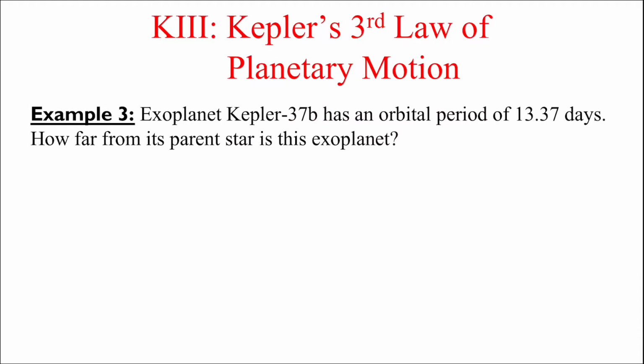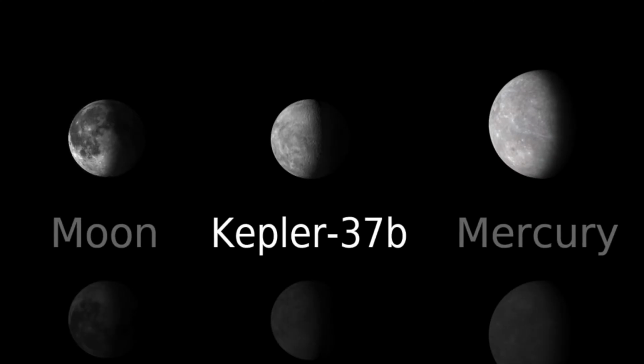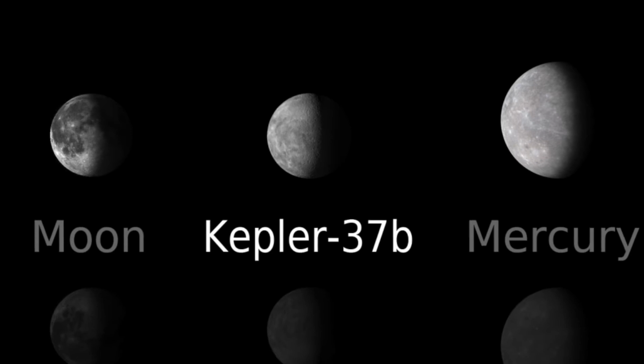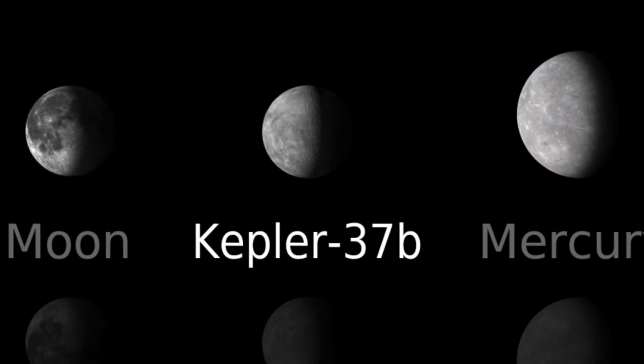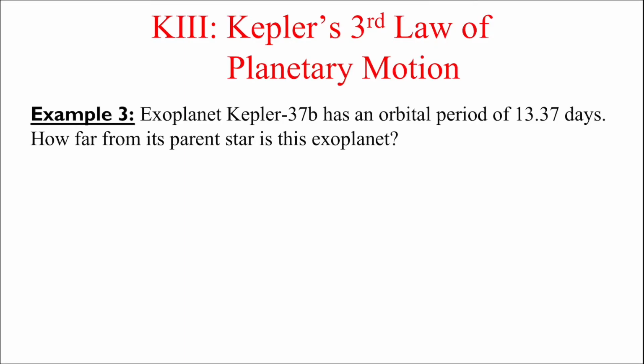In our last example, exoplanet Kepler 37b, a moon-sized planet orbiting the star Kepler 37, has an orbital period of 13.37 days. So how far from its parent star is this exoplanet? To solve this, we'll use Kepler's third law again, but we have to remember that this law requires the orbital period be given in years and the distance in AU.